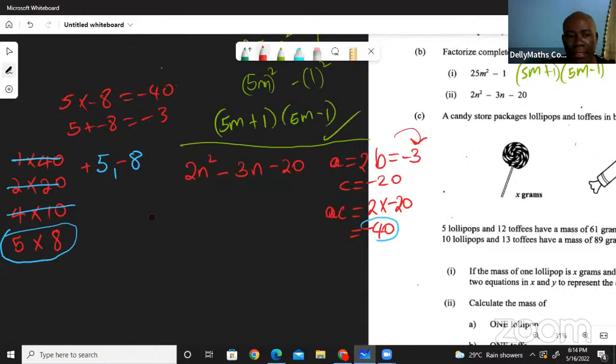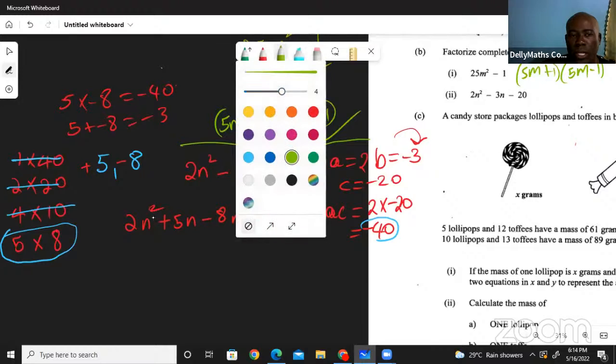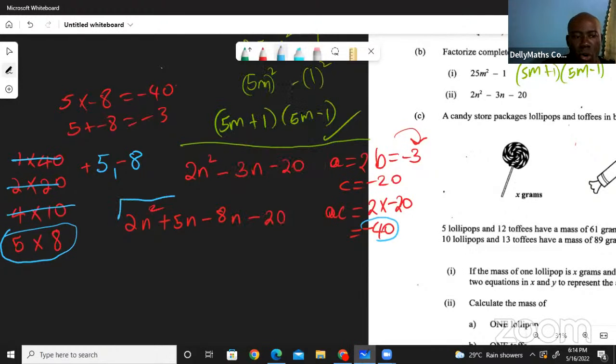So we're suggesting that those are the numbers. Let us drop those numbers in the middle. So we're talking 2n squared, and I'm going to write plus 5n minus 8n minus 20. It doesn't matter which one of these you put first, you'll get the same response. So you don't have to worry about it too much. Any one you want to put first, you go ahead and do it. So I'm going to bar off those and I'm going to bar off those. So I'm having my first pair and then my second pair.